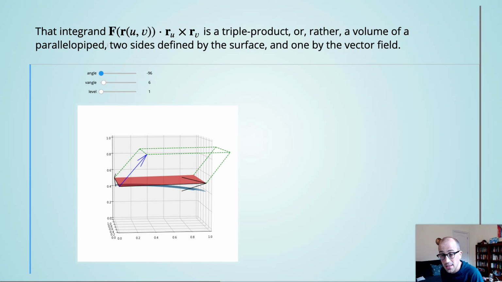When is it big? It's big when F is big, when it points through the surface in the direction perpendicular to the surface. If F is parallel to the surface, I'm going to get 0 from this dot product. I'm going to get 0 volume of this parallelepiped, or another way to see it is that this r_u cross r_v is normal to the surface. If F is parallel to the surface, they're at right angles, you get 0 out of that.